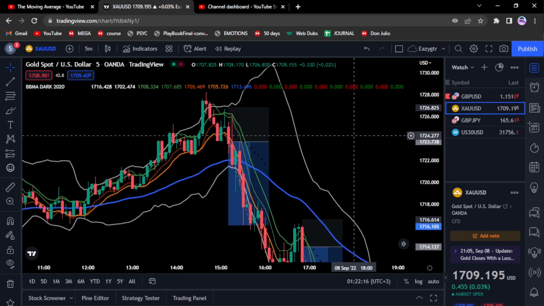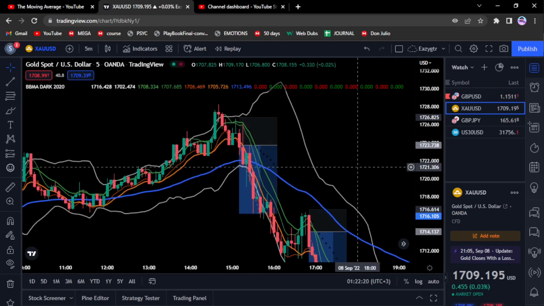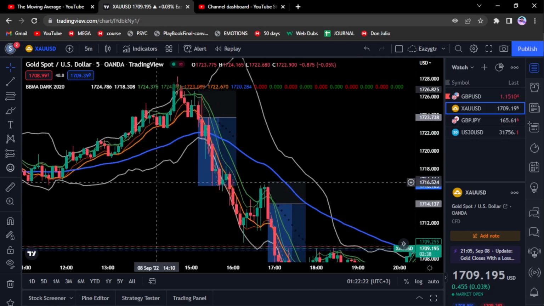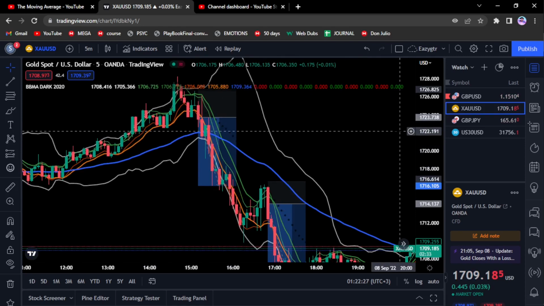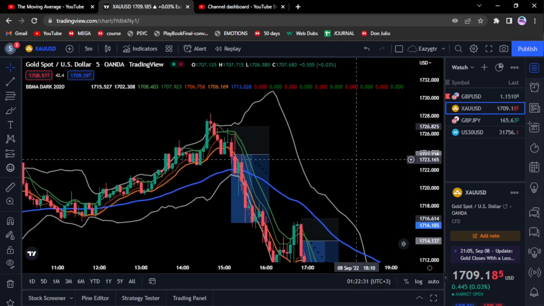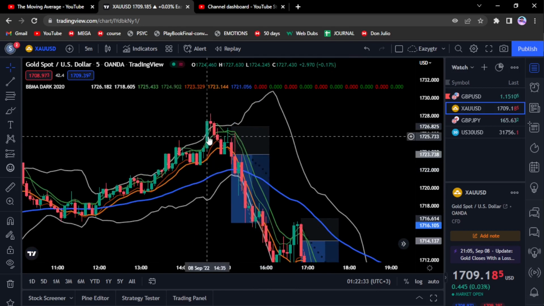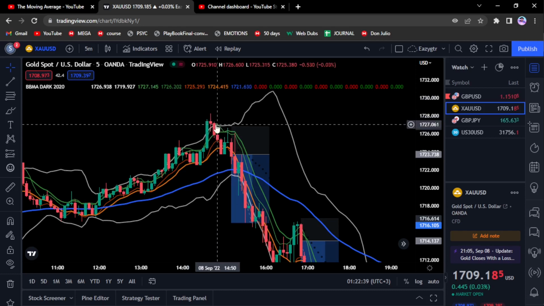So I have highlighted 2 entries basically to show you how you can identify the trends on the 5-minute and how you can get perfect entries. According to BBMA, once the MA 5 or 10 highs is above the top Bollinger Band, you know it's time to sell.